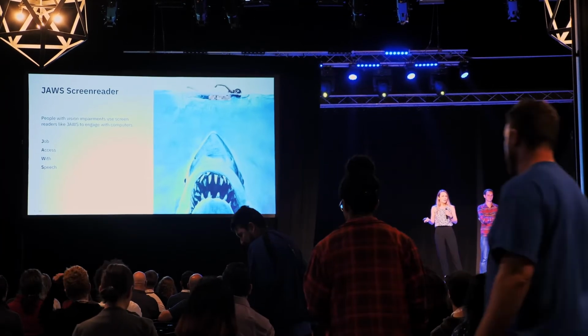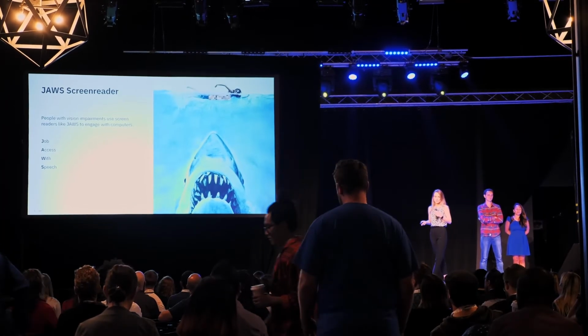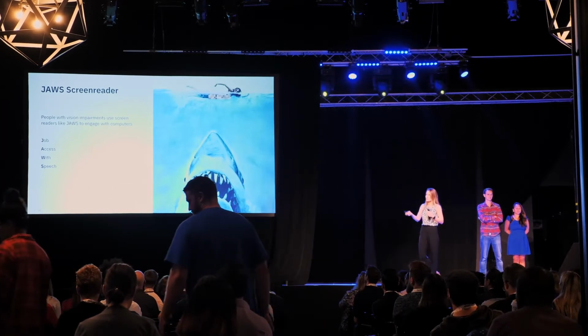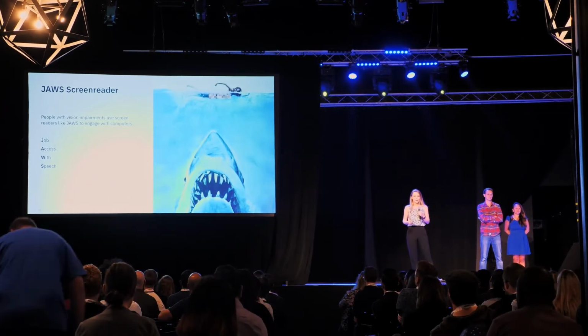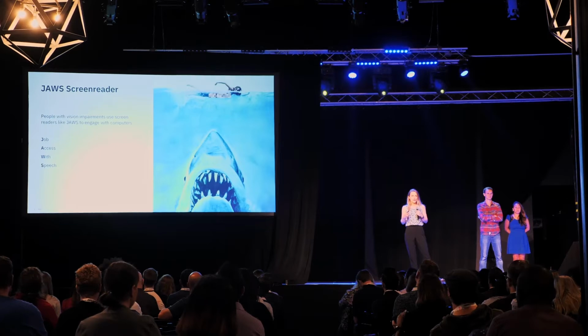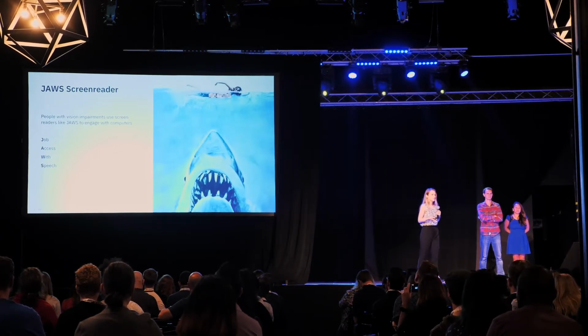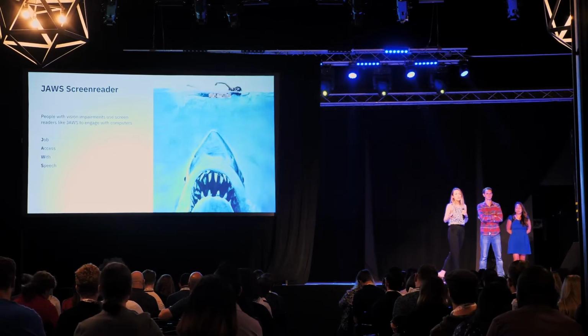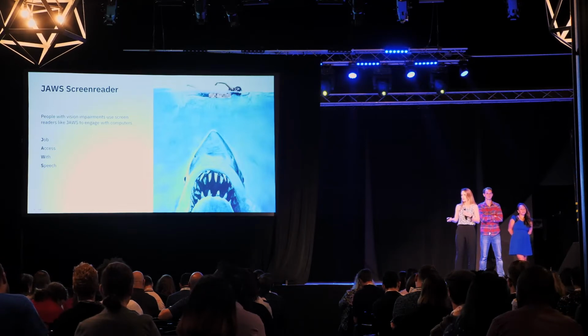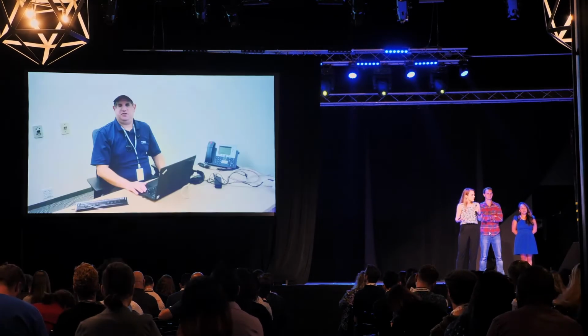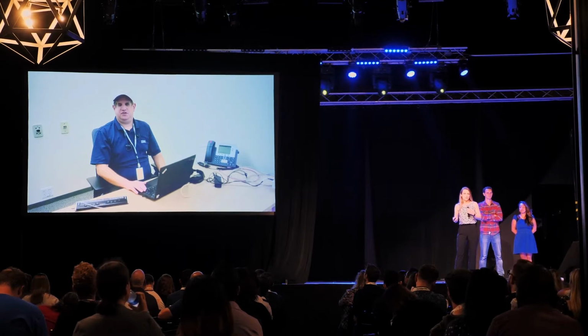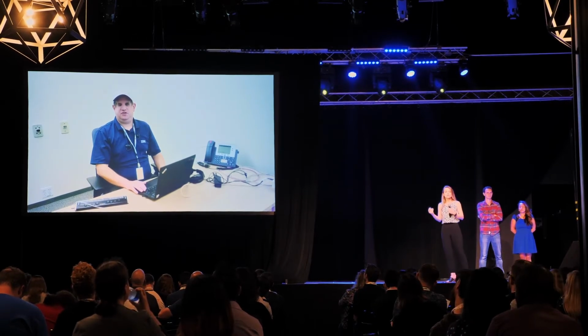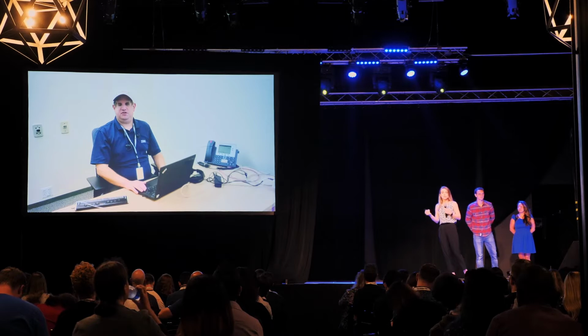And that's just what happens when people have vision impairments. They have to use things like JAWS, which is a screen reader application program that helps people with vision impairments navigate and engage with software and products and web applications. Now, we work with somebody who has a vision impairment, and he uses JAWS to do just that.